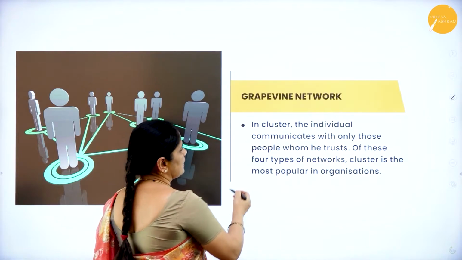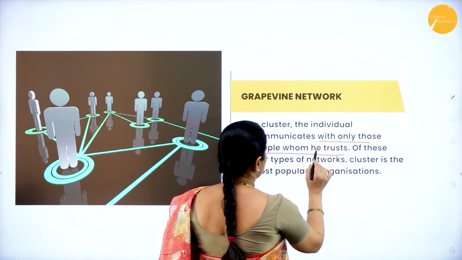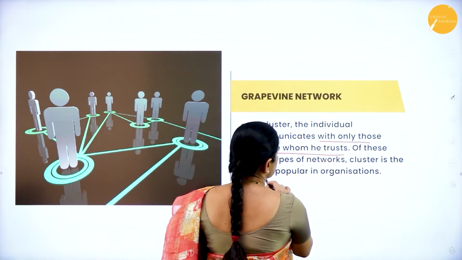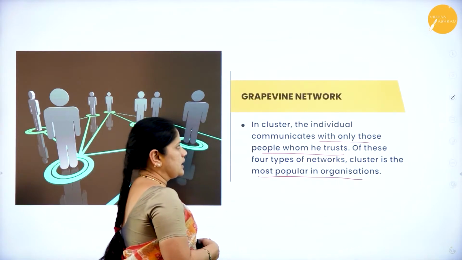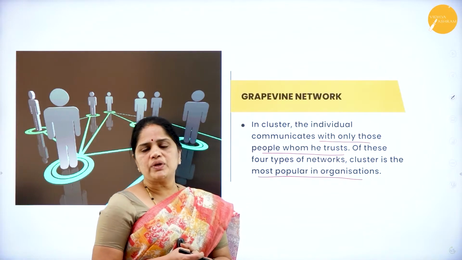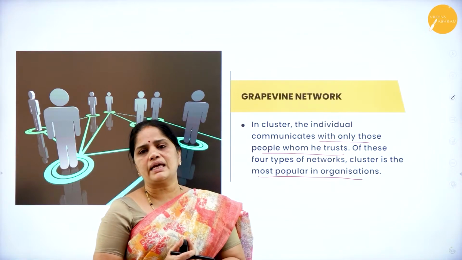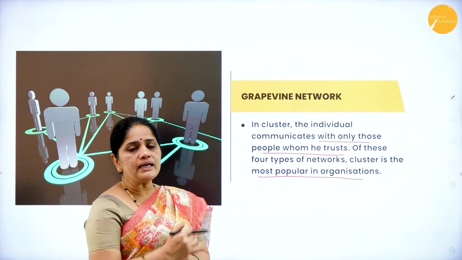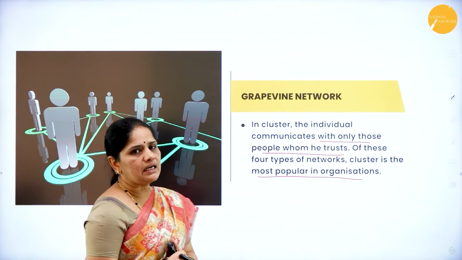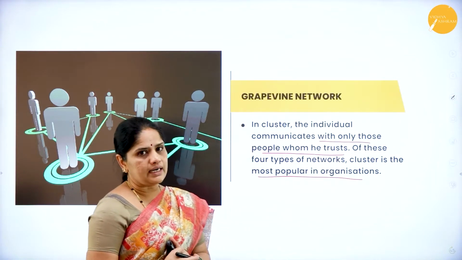In the cluster, the individual communicates only with those people whom he trusts. Of these 4 types of networks, cluster is the most popular in the organization. In a cluster network, the individual will give the news only to those trusted persons with whom he can trust the information. Among these 4 types of grapevine network, we should understand that the cluster is one of the most popular networks in an organization.